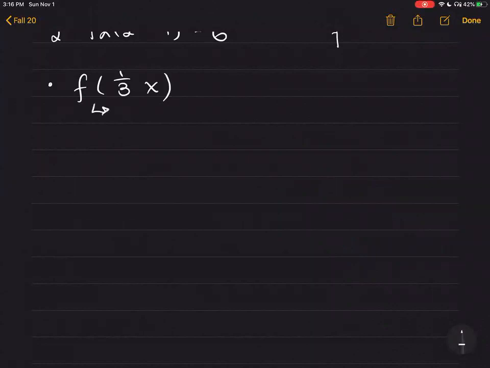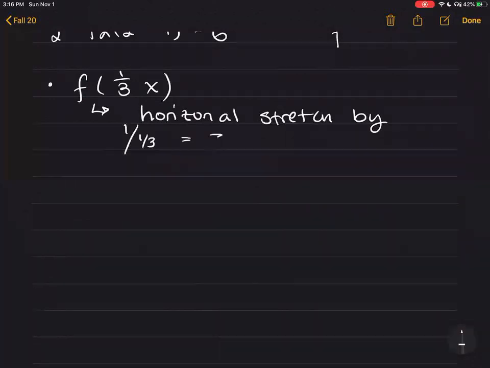So this will be a horizontal stretch because it's less than 1. And it's going to be by a factor of, remember, it's 1 over c. So this is going to be 1 over 1/3, which if you do the math is going to be 3. So this is going to be a horizontal stretch by a factor of 3. And if we look at this, when we plug it into the function, it'll be (1/3 x) squared minus 1.